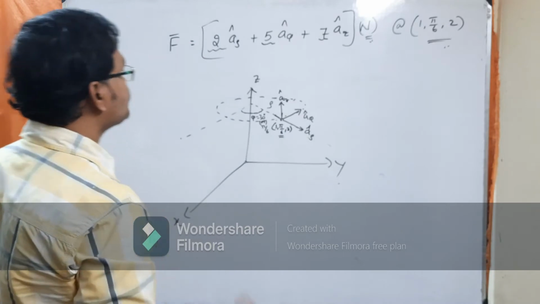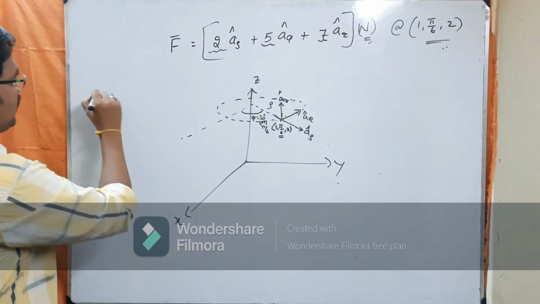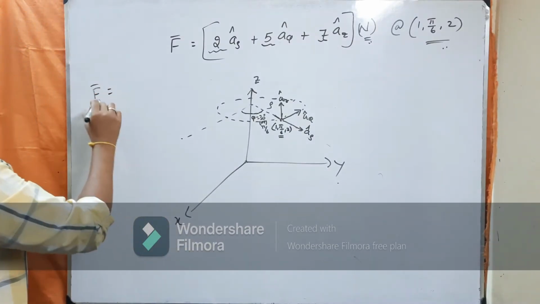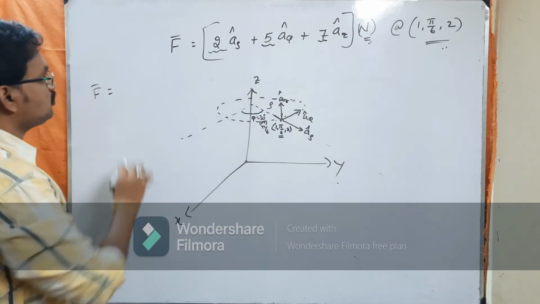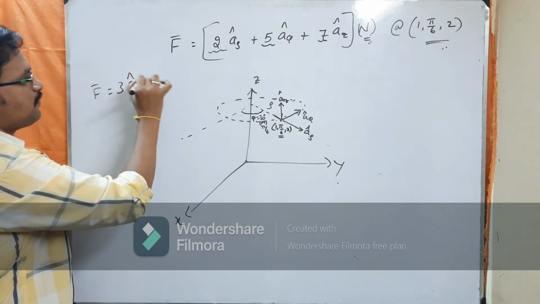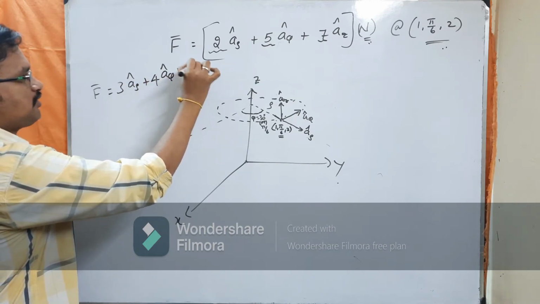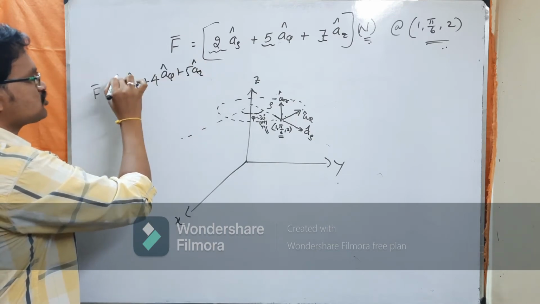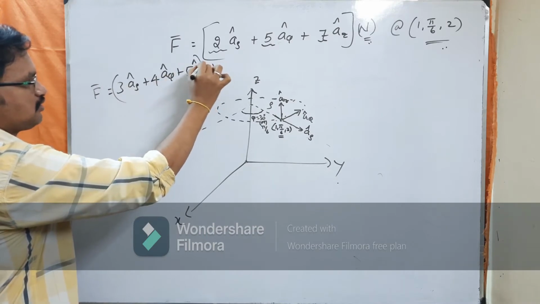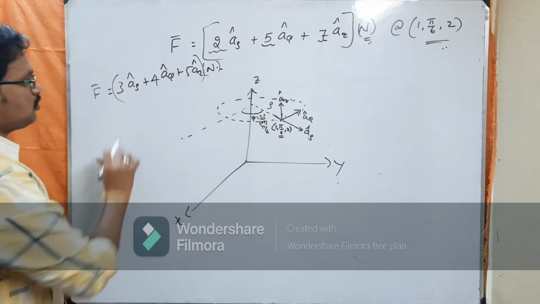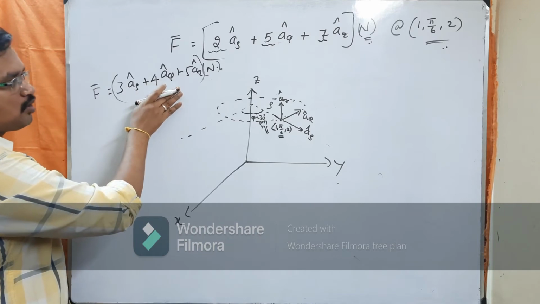Understood? Now suppose I have represented another vector, let us say f bar is equal to 3 a rho cap plus 4 a phi cap plus 5 az cap. So I have represented this force vector. Let us say this is the force vector. Understood?